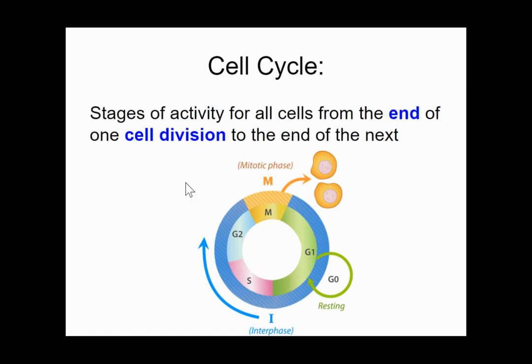The way that we define the cell cycle is all of the stages of activity that a cell is going to do from the time that it finishes a cell division until it finishes its next cell division. For cells that are dividing, they go through this cycle over and over again. Some cells never go through that cycle, but most of the cells in your body do end up going through this full life cycle at various times.